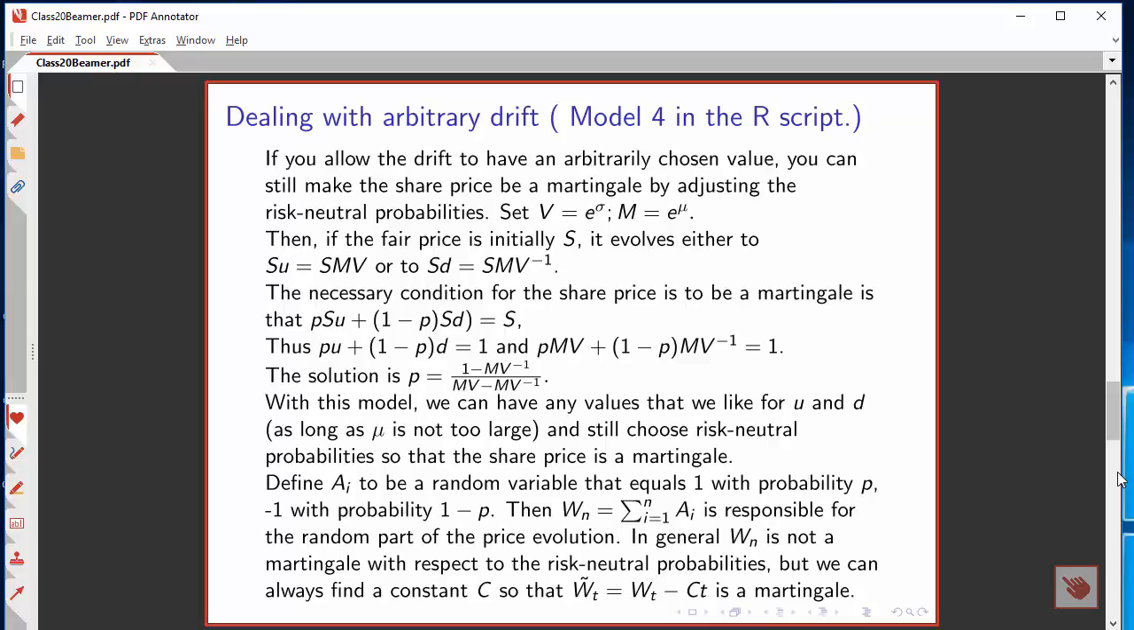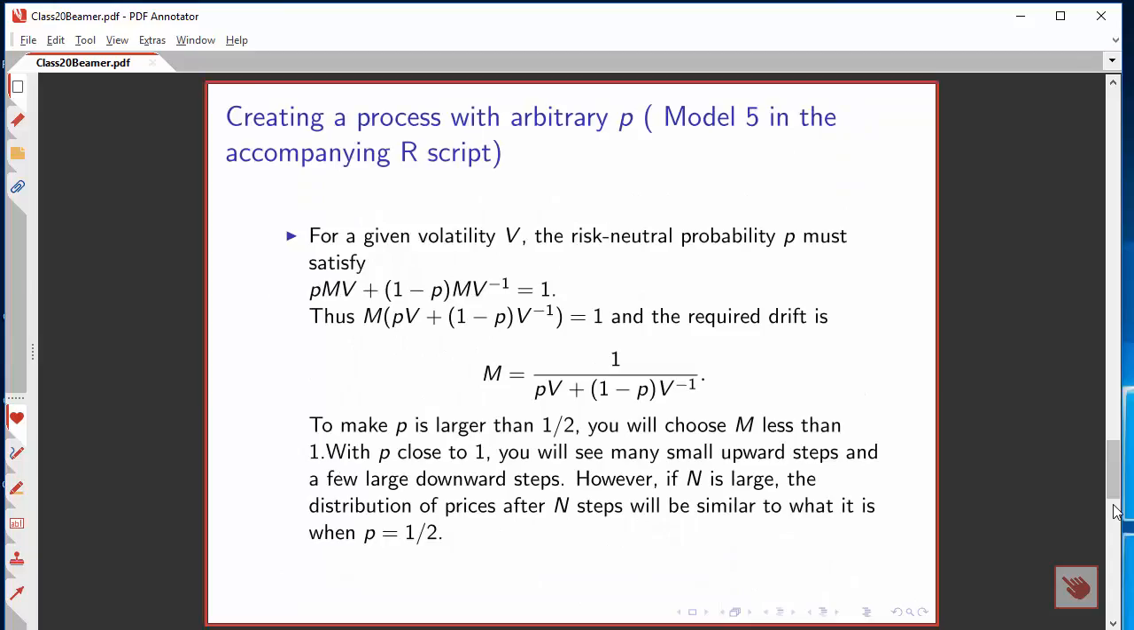But it's always possible, and you get plenty of practice in doing this, of finding some constant, call it capital C, to create a slightly altered random variable, w tilde t, which is equal to w sub t minus your constant times t, and that you can make a martingale. This will be illustrated nicely by Model 4 when I run the R script. Finally, you might ask, can I actually create a process with arbitrary p, and does it make any difference? This is the subject of the 5th and final model in the R script.